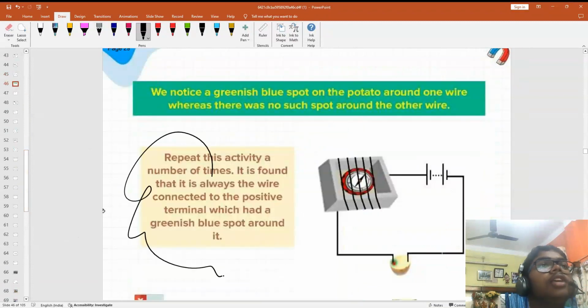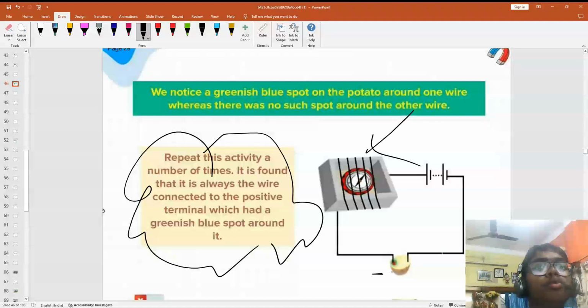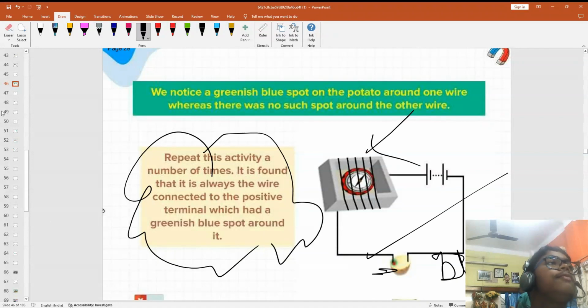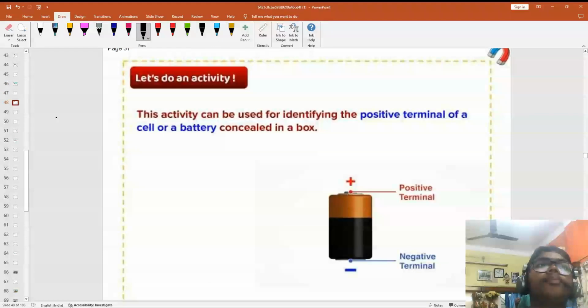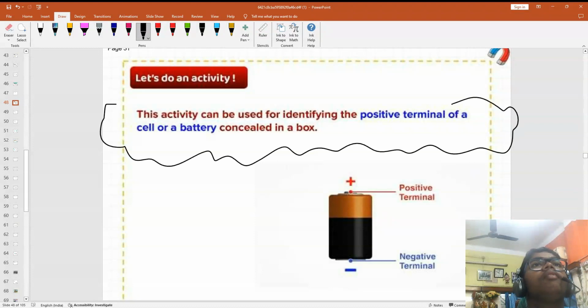So now if you connect, you will be seeing a blue spot in the potato. You will be seeing a blue color spot, and you will be seeing deflection in the magnet. Understand? Now the activity can be used anywhere in the positive terminal of a cell or battery or connector box.